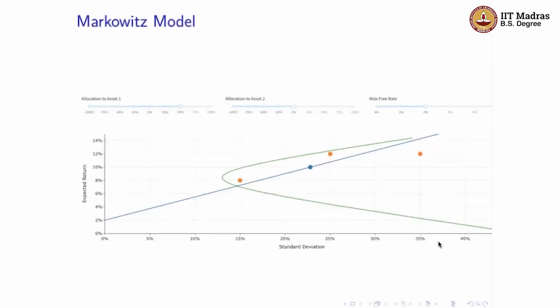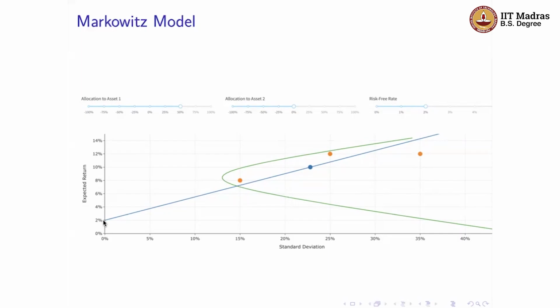Okay, the third part of the problem is actually quite the same as what we have studied before. So instead of getting into more details on that, let us look at a particular example to see how these things play out. In this figure, we have three different assets, right? These orange dots represent the three underlying risky assets, right? And there's also a risk-free asset, which is giving a return of 2%, right?